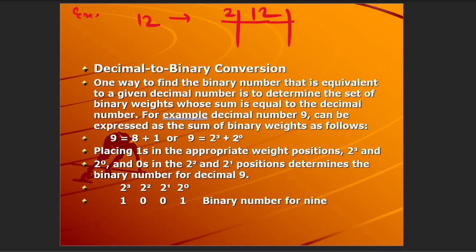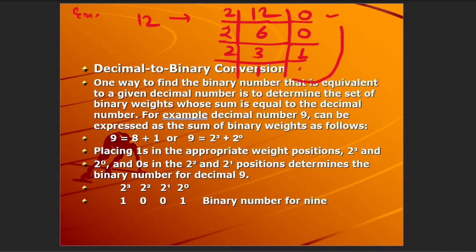So, we will write the remainders on this side. 2 sixes are 12, remainder is 0. 2 threes are 6, remainder is 0. 2 ones are 2, remainder is 1, and this is 1. So we will write it in down to up order. So we can write 12 as 1100. We are writing this from down to up order: 1, 1, 0 and 0.